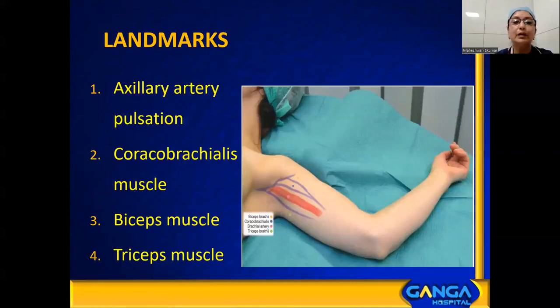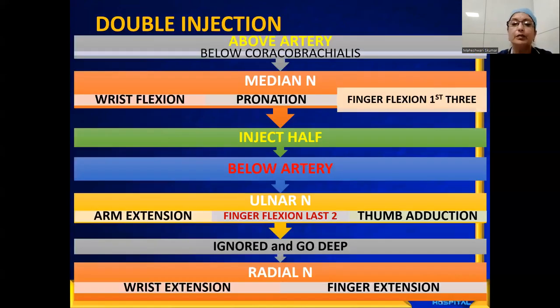Before doing the block, the landmarks which are very important: you keep the patient supine and the hand abducted, and the axillary artery pulsation is felt. You mark that point, and next you feel the muscle above that, the coracobrachialis muscle, and below that is the triceps muscle. So this landmark is very, very important. You mark the axillary artery, then above that you have the coracobrachialis muscle, and then above that is the biceps. Below the artery, you have the triceps.